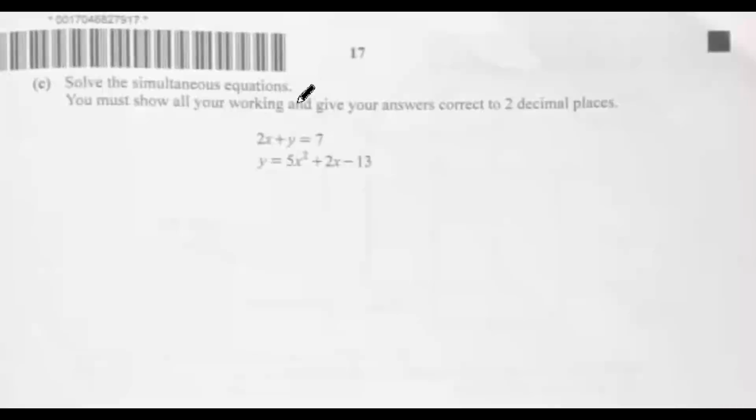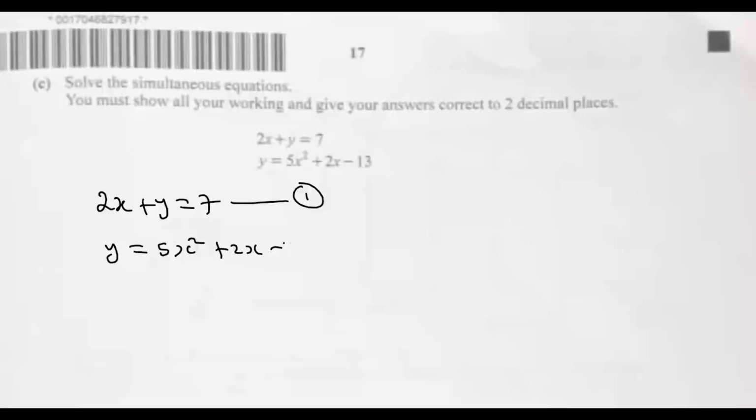Solve the simultaneous equations. You must show all your working and give your answers correct to 2 decimal places. So let's proceed. We have 2x plus y equals 7. So let's call this equation 1. Then y equals 5x squared plus 2x minus 13. So let's call this 2. So let's put 2 in 1.